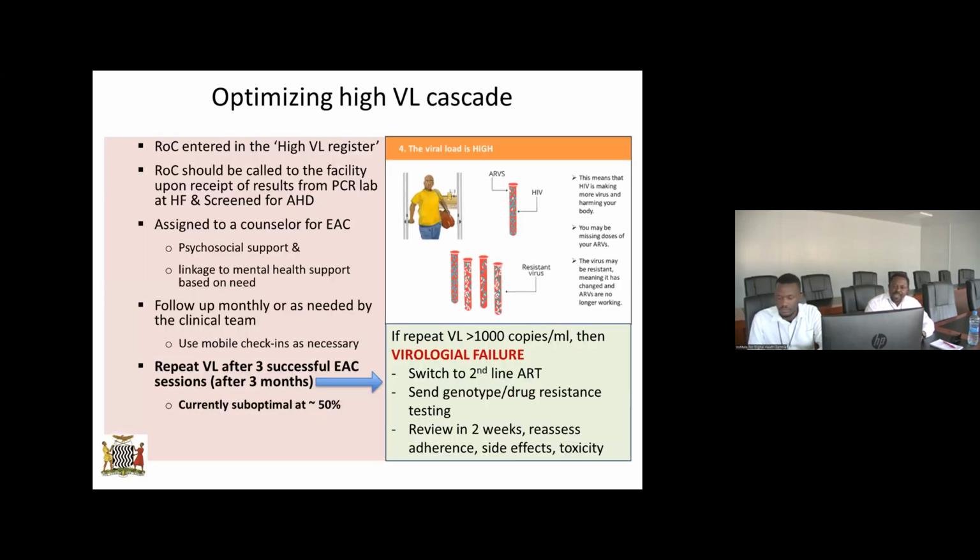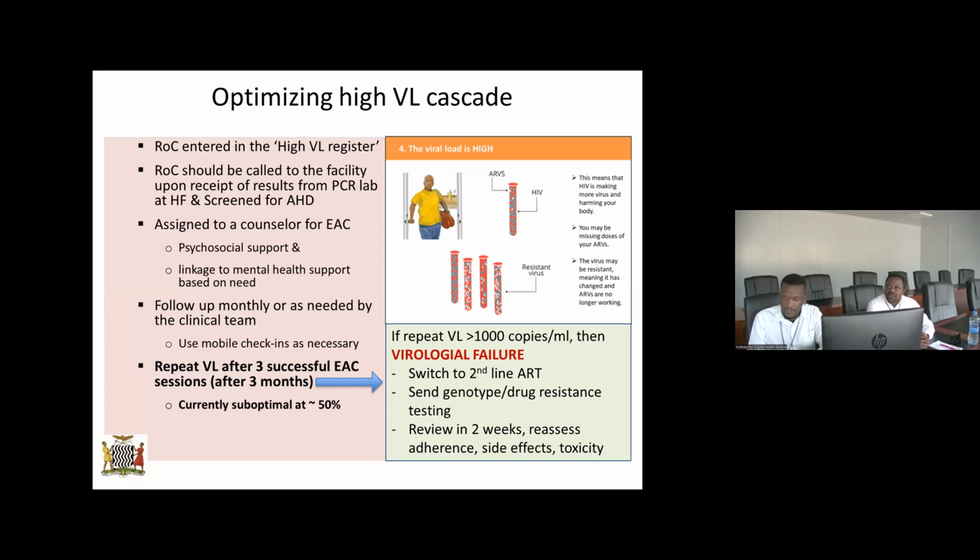So how do we optimize the high viral load cascade? For those patients who are unsuppressed, once we get that result from the PCR, we need to enter that in the high viral load register. Immediately, we start making efforts to reach the recipients of care so that we are in contact with them. And once we make contact, the recipient of care comes and gets enrolled in intensive adherence counseling. We should also not forget to screen them for advanced HIV disease.